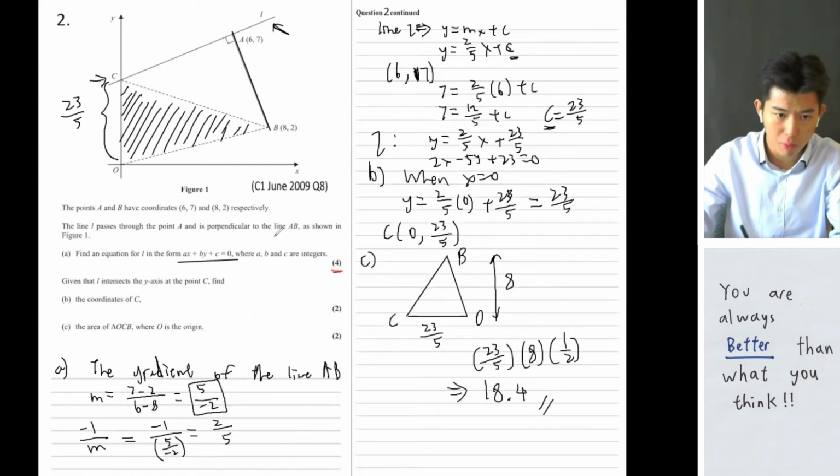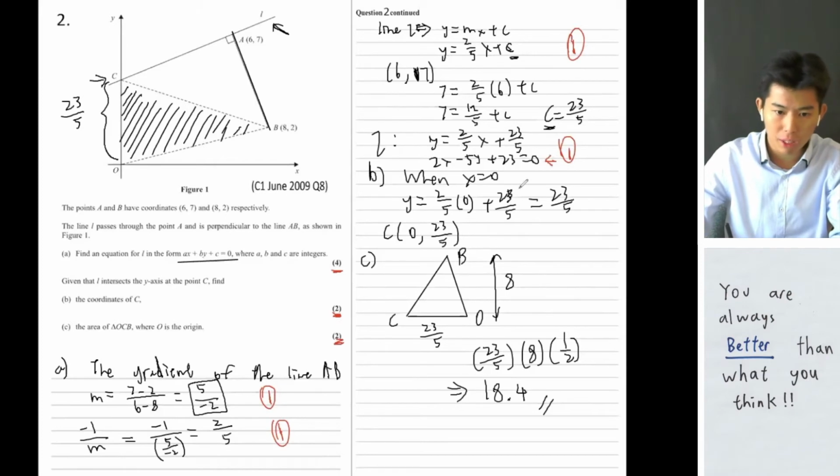So it carries 4 marks for part A, 2 marks for B, and 2 marks for C. I guess 1 mark is for finding the gradient for AB, and another mark is for the perpendicular. 1 mark is for working, and 1 mark is for the final equation here.